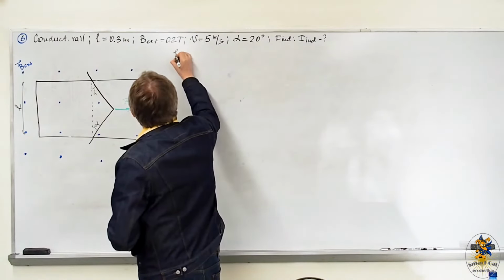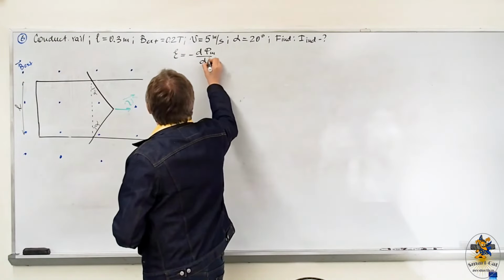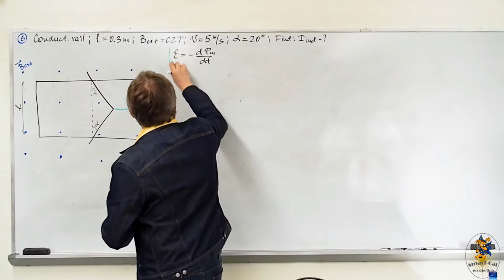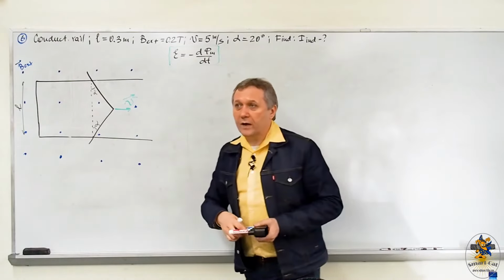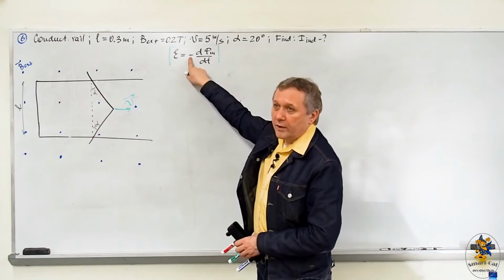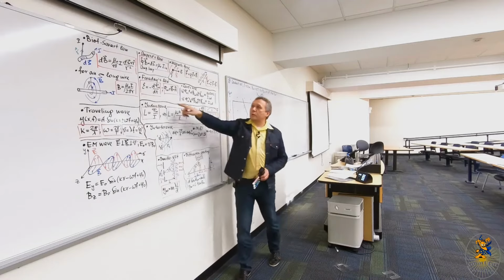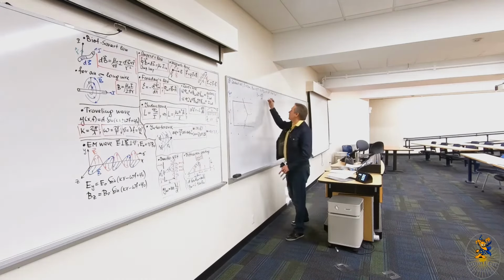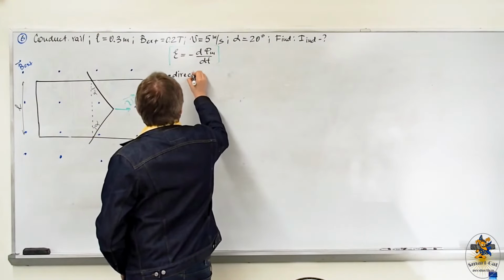So let me first rewrite, of course, Faraday's law, since it is essential in this problem. In the application of this law, we usually divide it into two steps. First we take care of the minus using Lenz's rule, and then we can just find the absolute value of EMF. That's how we usually do it. So let's start first with the direction.